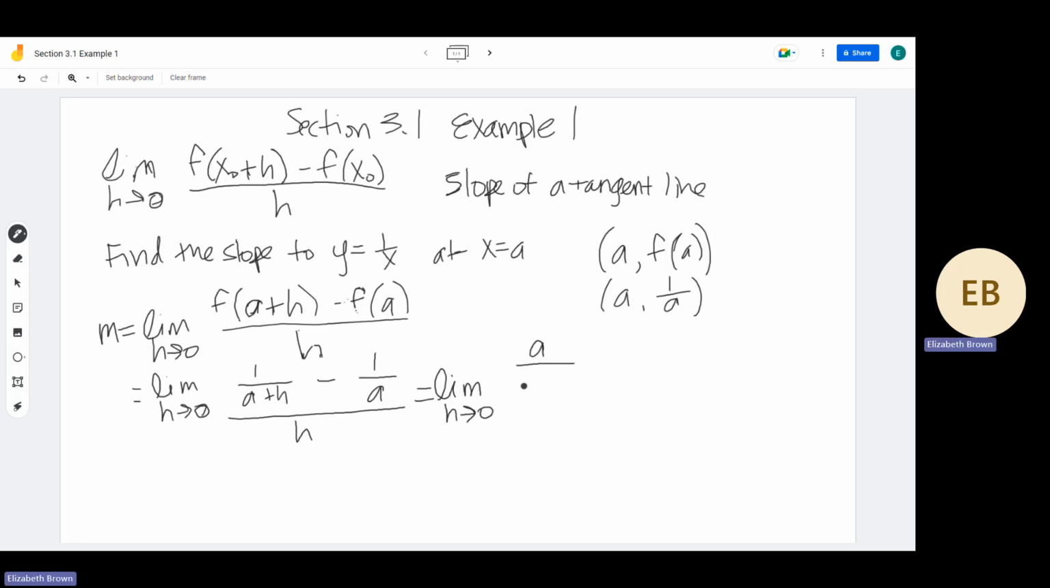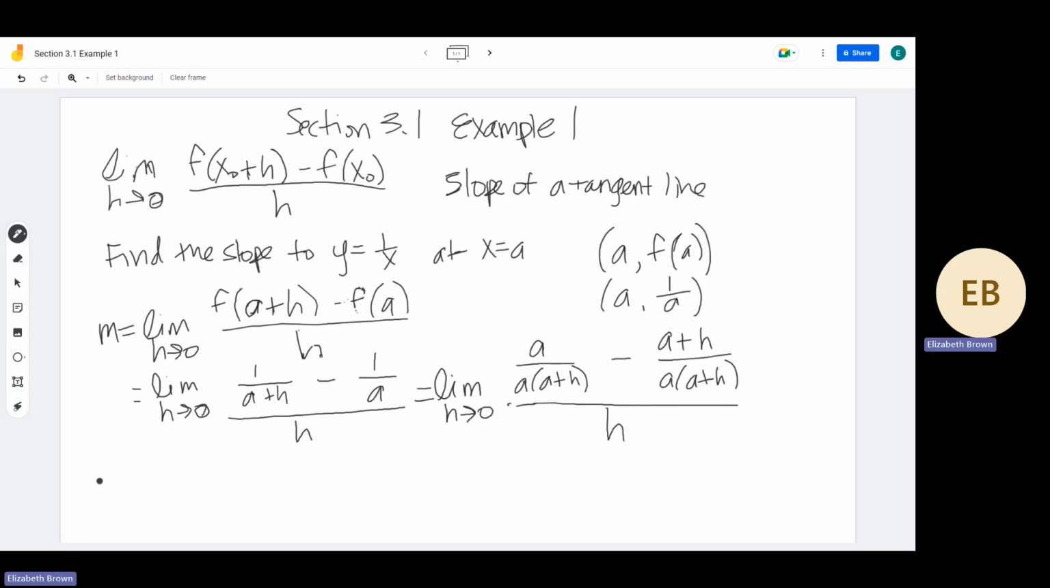a over a times a plus h for the first term, and a plus h over a times a plus h for the second term. So again, what I did is I multiplied the first one by a over a, and the second one by a plus h over a plus h to make a common denominator. And the bottom, of course, is still h.